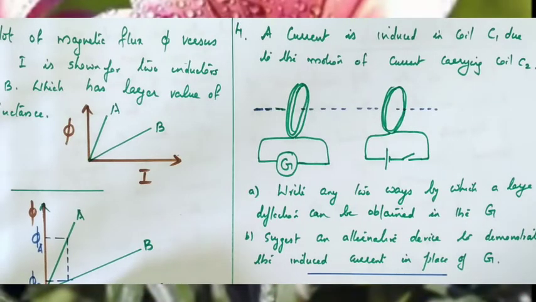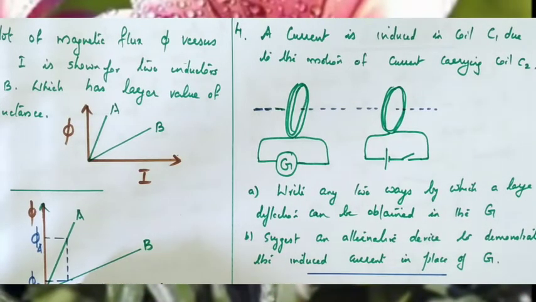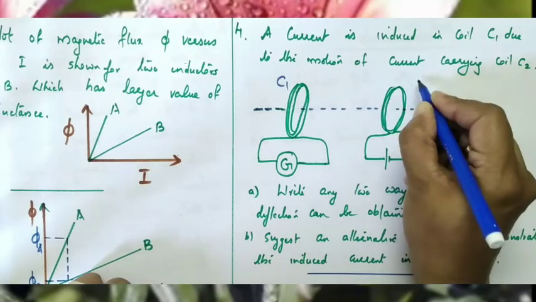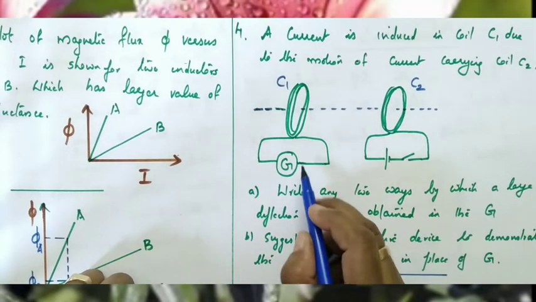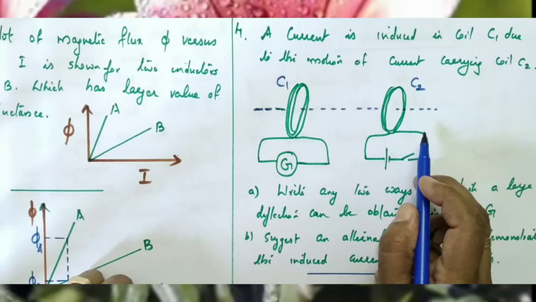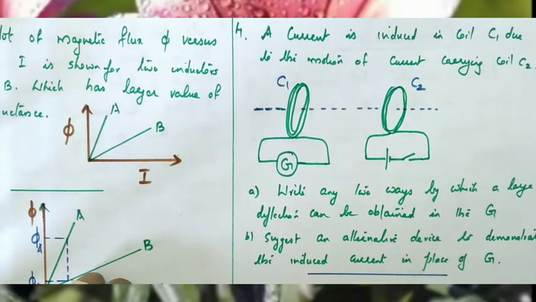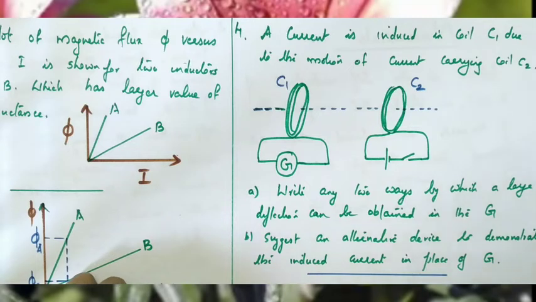Question. A current is induced in coil C1 due to motion of current carrying coil C2. Write any two ways by which a large deflection can be obtained in the galvanometer. Suggest an alternative device to demonstrate the induced current in place of galvanometer. So this is the coil C1, here this is coil C2. Current is induced in coil C1 due to the motion of current carrying coil C2. If the coil is moved towards the coil C1, current is induced, which can be detected by using the galvanometer. Now the question is, write any two ways by which larger deflection can be obtained in the galvanometer.